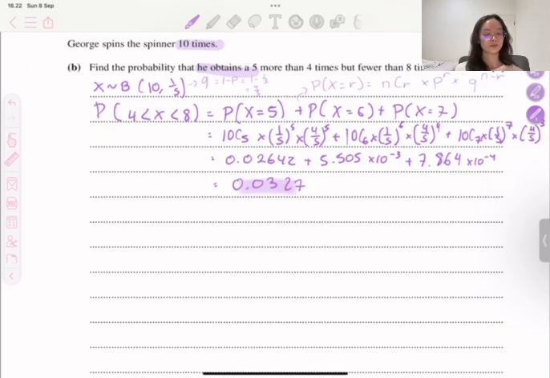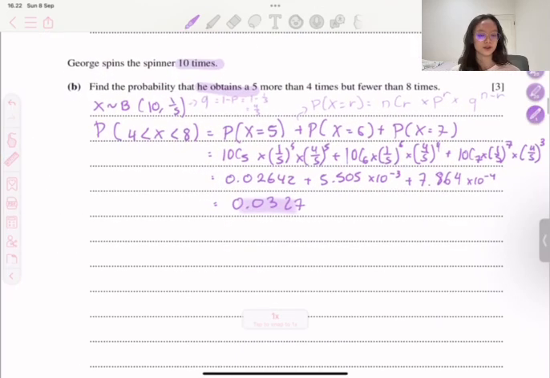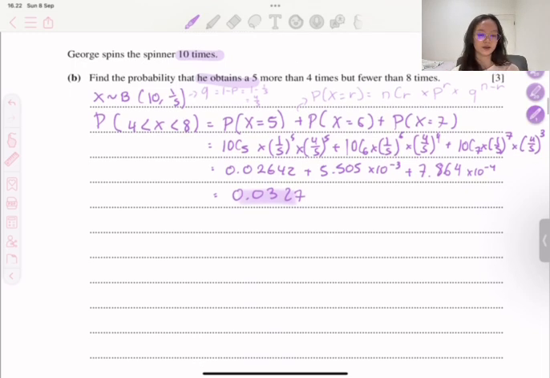We know that the formula for the probability of x equals r is n choose r times p to the power of r times q to the power of n minus r. So we can just put all the numbers in the equation. So 10 choose 5 times (1/5) to the power of 5 times (4/5) to the power of 5, plus 10 choose 6 times (1/5) to the power of 6 times (4/5) to the power of 4. And then the last one is plus 10 choose 7 times (1/5) to the power of 7 times (4/5) to the power of 3.